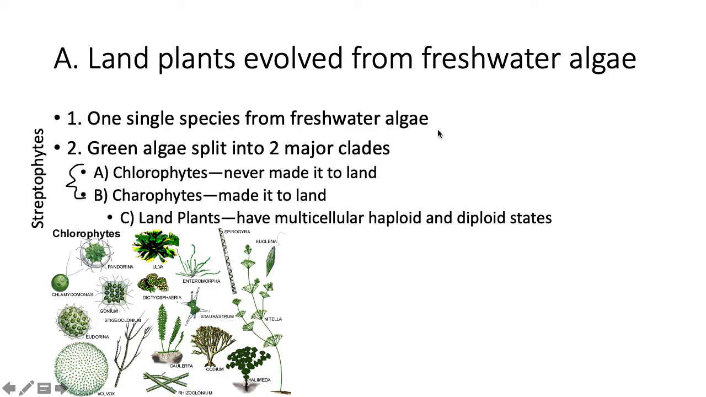If you remember from a previous chapter, they talked about green algae, how it's split up into two major clades, the chlorophytes and the charophytes, and how the chlorophytes never made it to land, and the charophytes did. And from the charophytes, we have land plants.